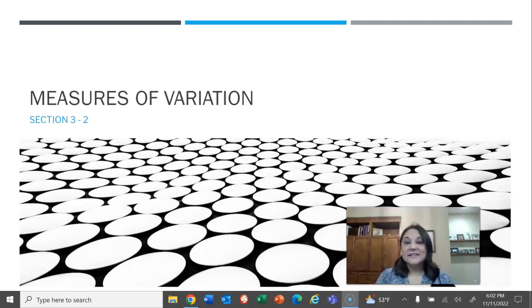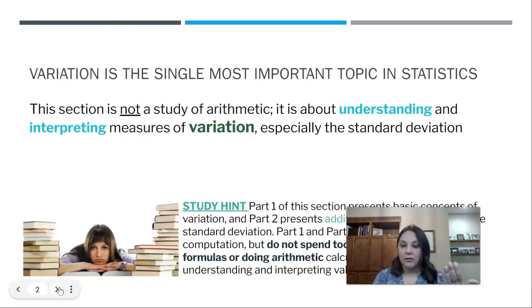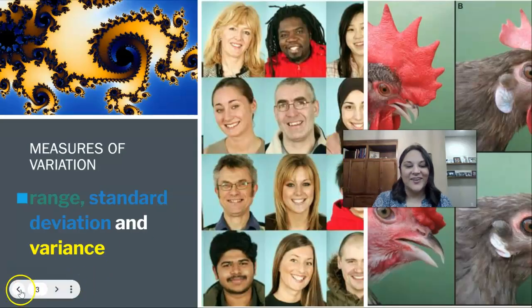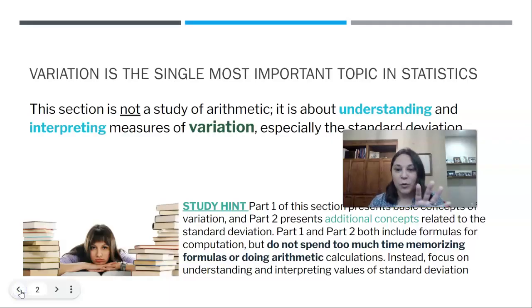Okay, so the next section of chapter 3 is titled Measures of Variation. The last section was about measures of center, and the values you calculate will describe how the data varies. Sorry, I'm moving so I don't cover up all these important words here. Variation is the single most important topic in statistics.